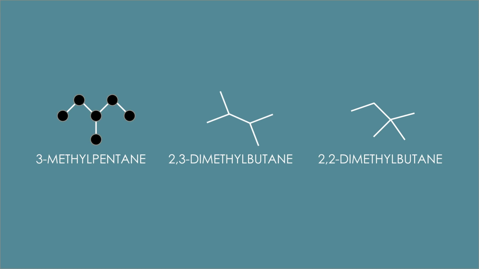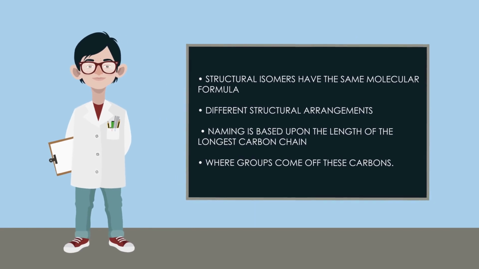And there are 2 more structural isomers based on butane with only 4 carbon atoms in the longest chain, 2,3-dimethylbutane and 2,2-dimethylbutane. So from this video you should know that structural isomers have the same molecular formula but different structural arrangement, and that naming is based on the length of the longest carbon chain and on where the groups come off.